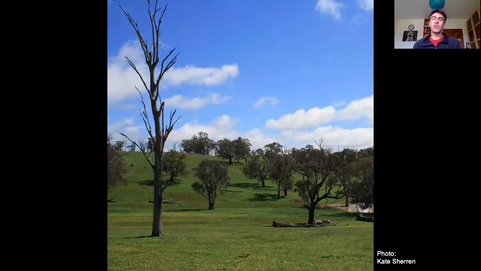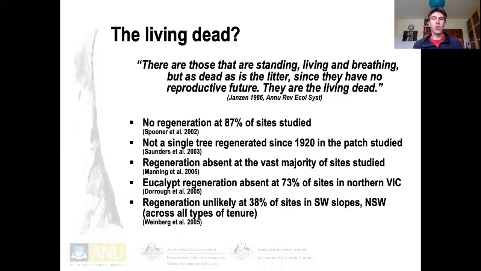So while there are trees left in the landscape at the moment, these trees have sometimes been called the living dead, those that are standing, living and breathing, but as dead as is the litter since they have no reproductive future. They are the living dead. The living dead in the sense that there are no young trees growing here, but it's all old trees. Existing work looked at this in southeastern Australia and found that there was no regeneration in many of the cases where people have basically tried to find young trees. In many cases, there are very few young trees or none at all.